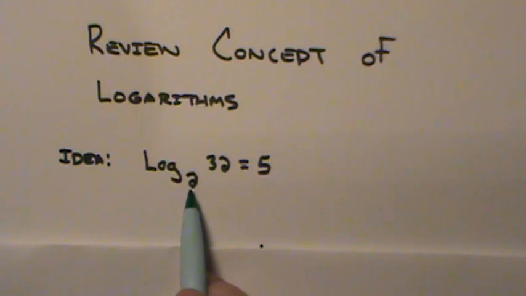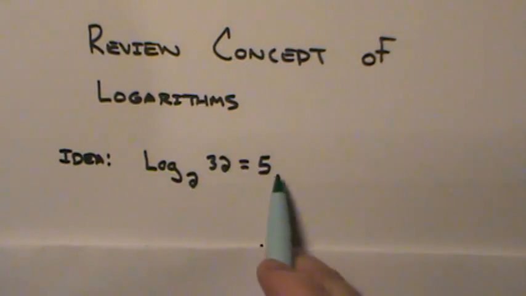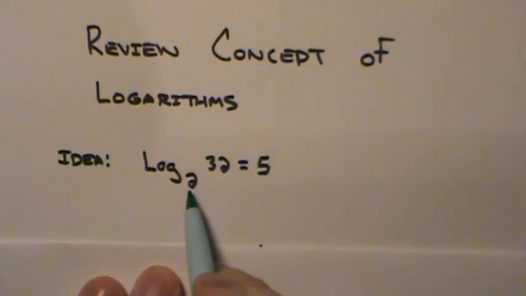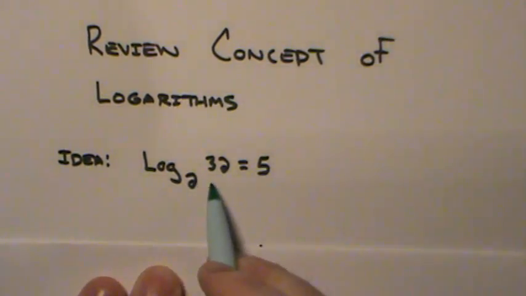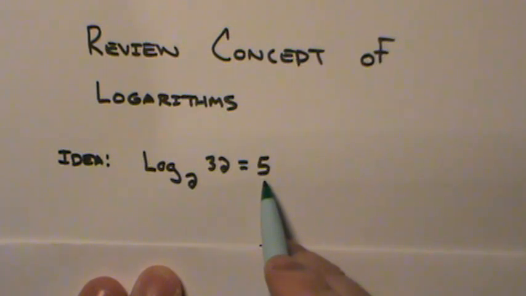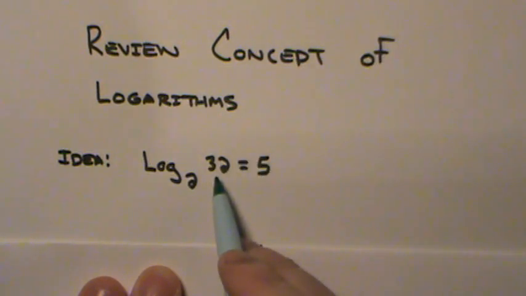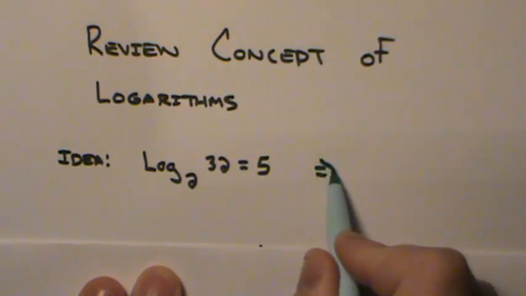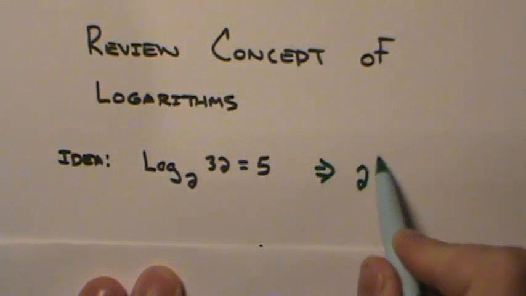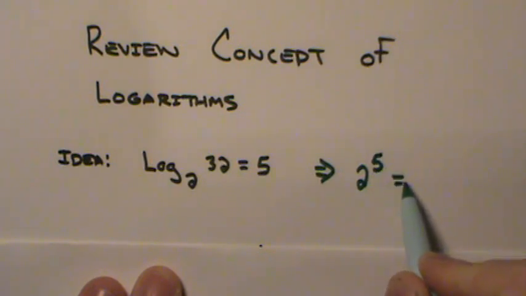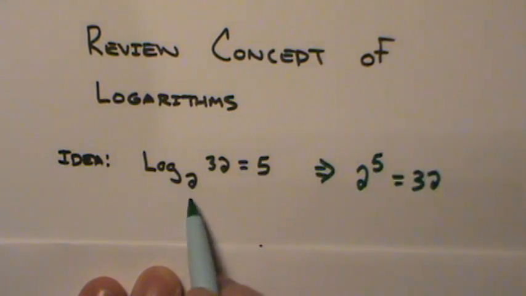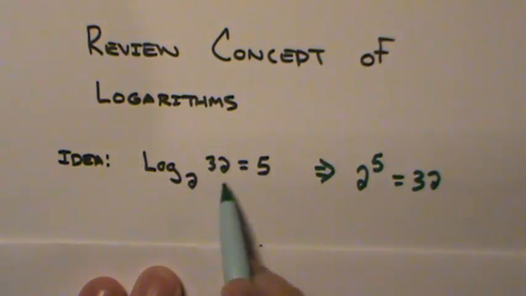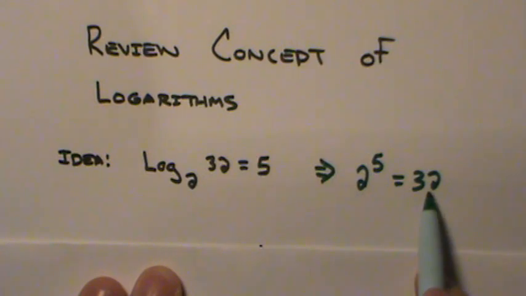For log base 2 of 32 equals 5, the way this is actually interpreted is that this is your base, the answer to a logarithm is your exponent, and this argument is the result. In other words, this is the same as saying 2 raised to the 5th is equal to 32. So I have my base, my exponent, and then my solution. 2 raised to the 5th is 32.